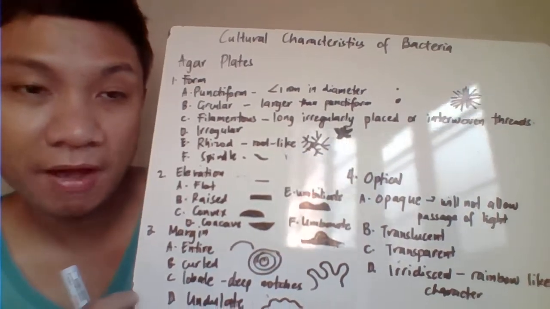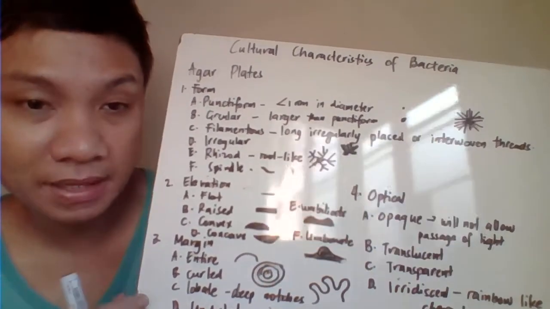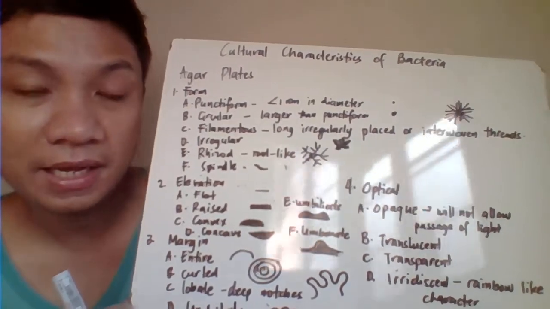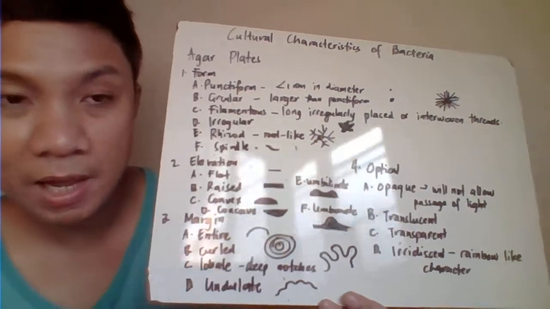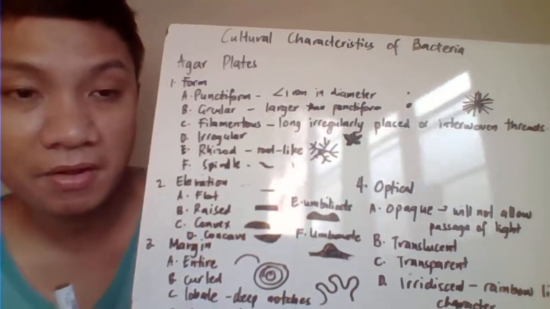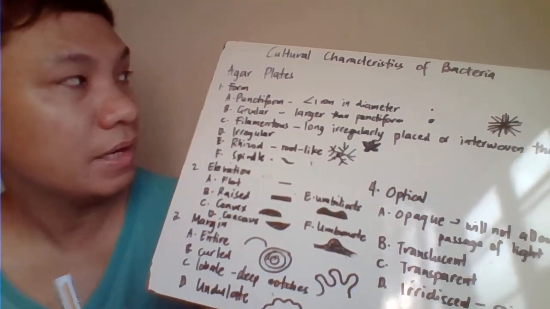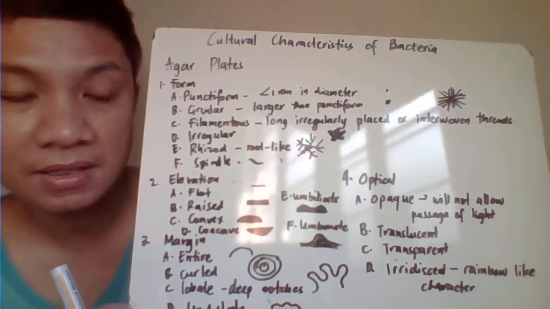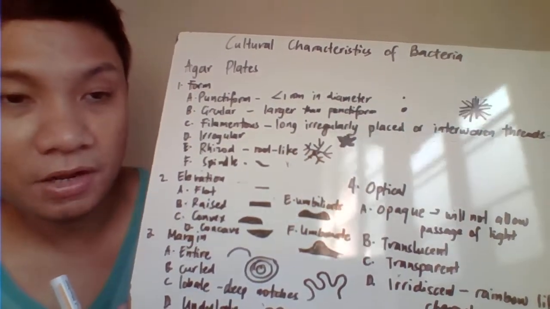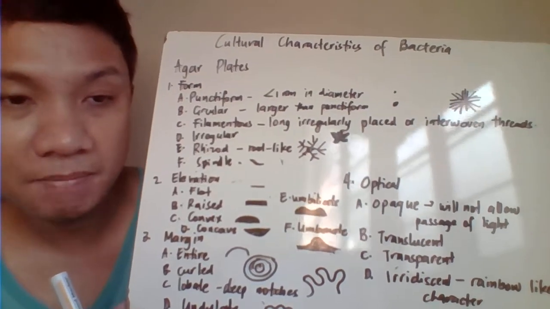confirm that what you have isolated is really that bacteria, because each of the bacteria would have different colony characteristics. So that will help us correlate the test result of our gram stain and even your biochemical reactions. Okay, so we have here the different colony morphology. First one, we have the colony morphology with your agar plates.